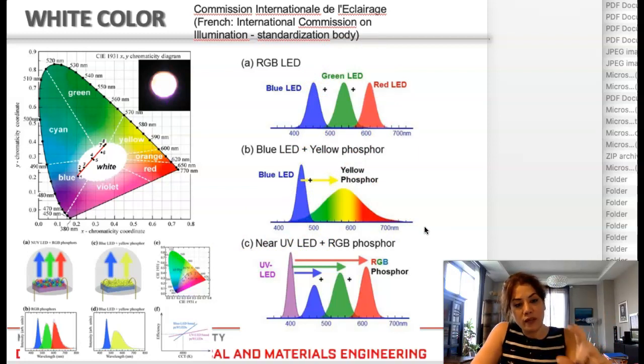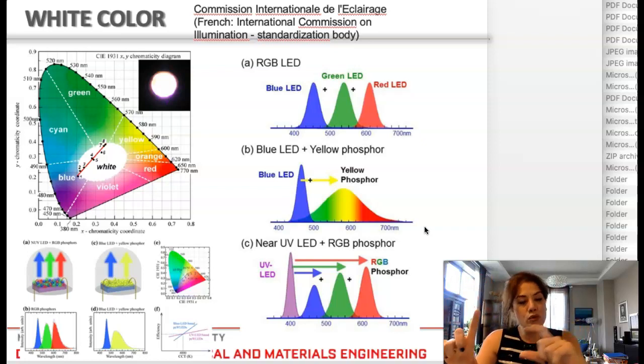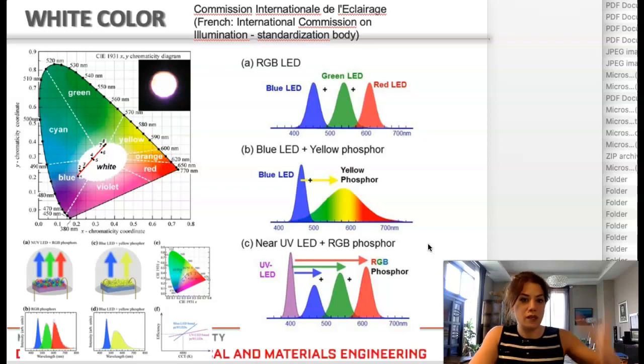lower energy band gap value put in front of it, I have a higher energy emitting light here. I have a smaller band gap material here, just like that yellow phosphor here. What happens? This yellow phosphor absorbs this energy because this is much higher than this band gap value. And then as soon as it absorbs, it photoluminesces, it phosphoresces, right?